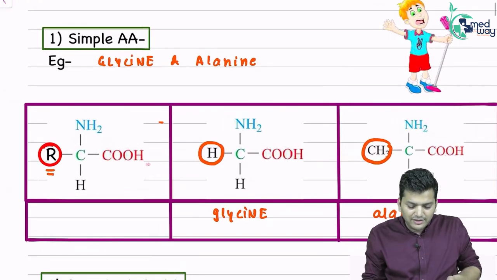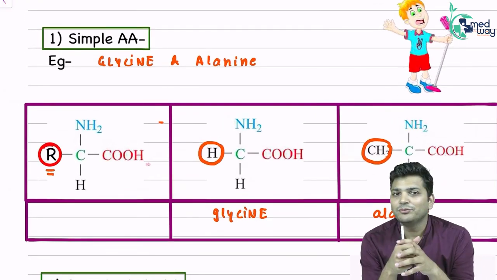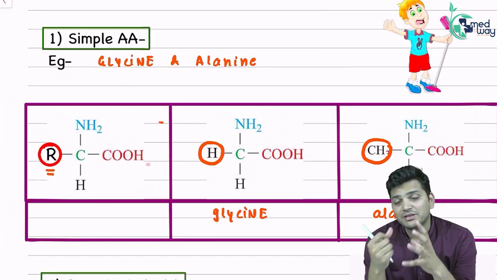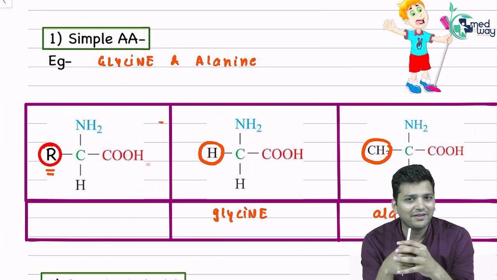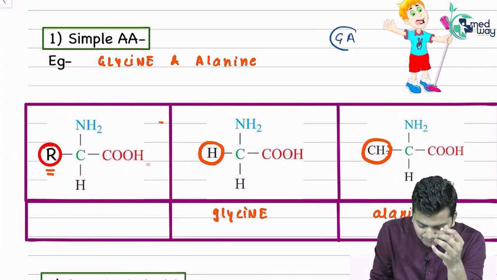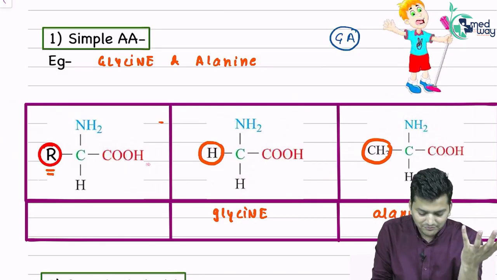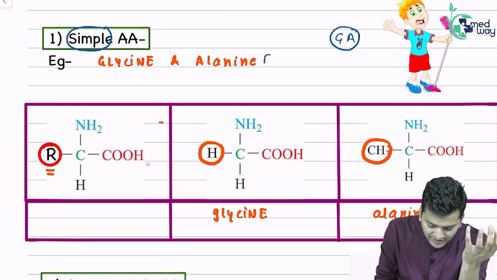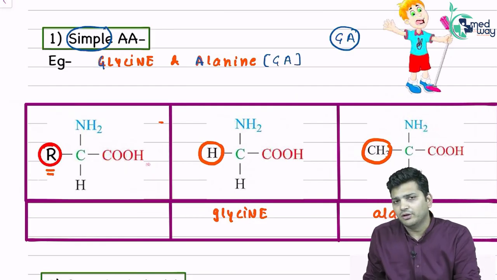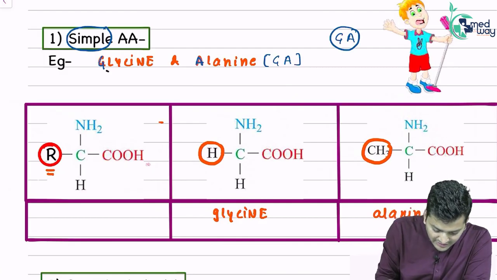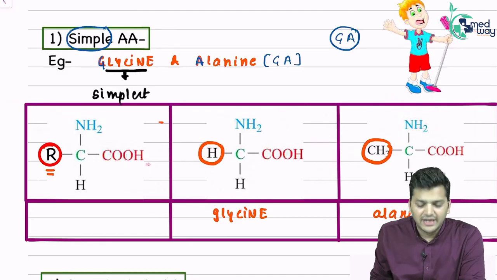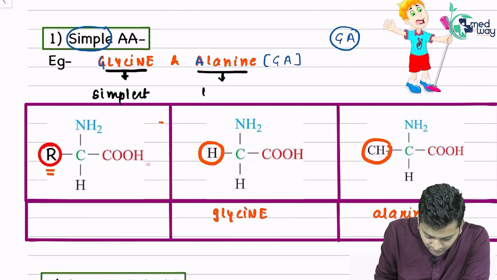So the simple amino acid, you know that one of the simple things to be done in any gathering or any party is singing, right? Singing in Hindi is Gana. So I can say Gana is a simple thing to do. Gana or Ga is a simple thing to do. Simple amino acid is Ga, right? The mnemonic is Ga, glycine and alanine. And out of these two amino acids, the simplest is glycine. This is the simplest amino acid. And alanine is the most common amino acid found in our body.